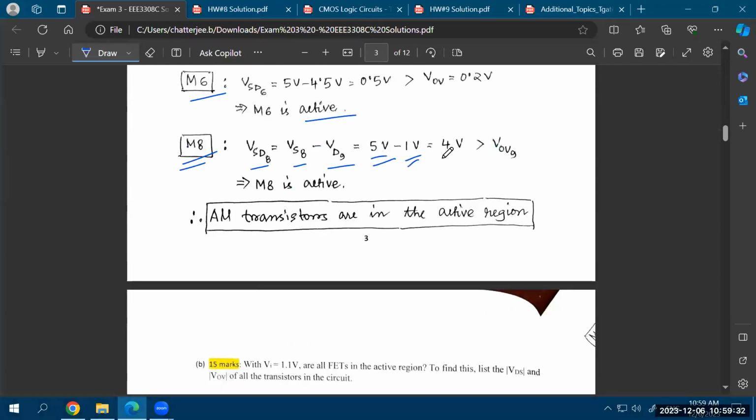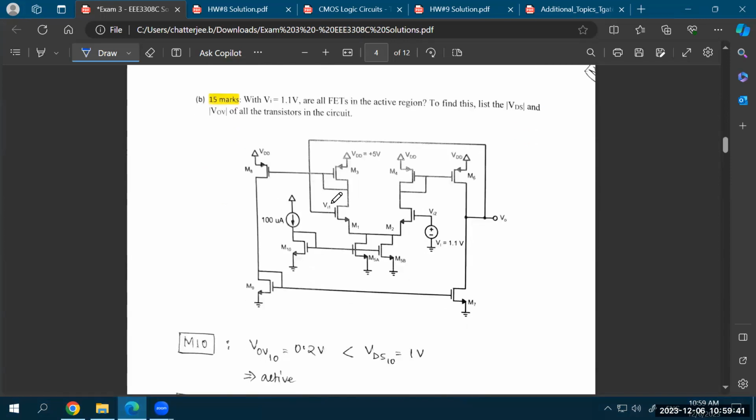So the VSD in this case is 4 volts, which is higher than overdrive. So M8 is in active region. So all the transistors that you see here are in the active region. What will happen in part number B?